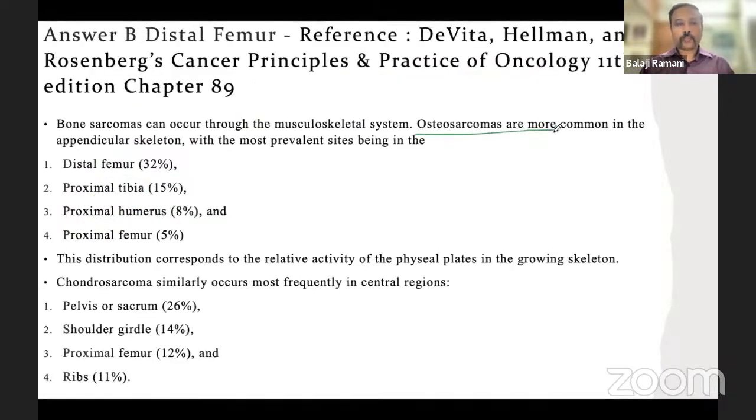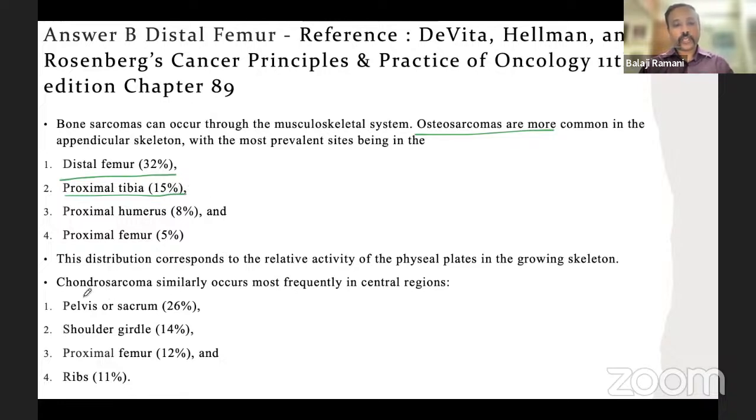So osteosarcomas are more common in the appendicular skeleton. Distal femur is 32%. Proximal tibia is going to be 15%. So that is what you can call the most common location, which is going to be the distal femur.